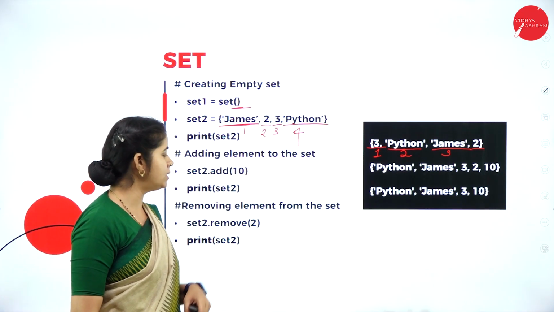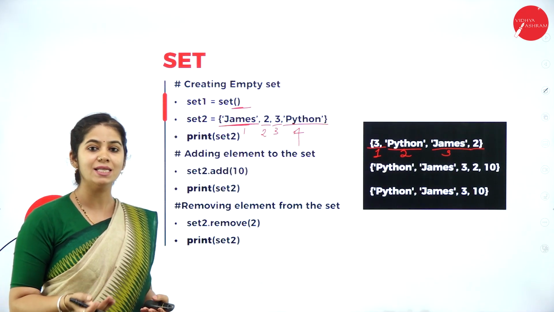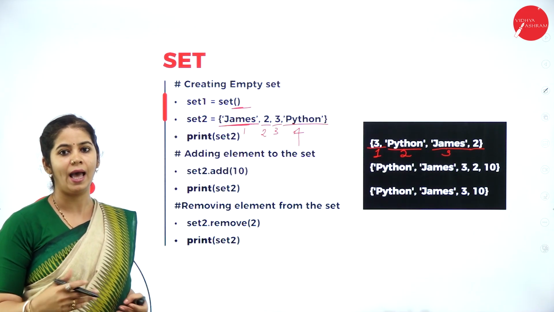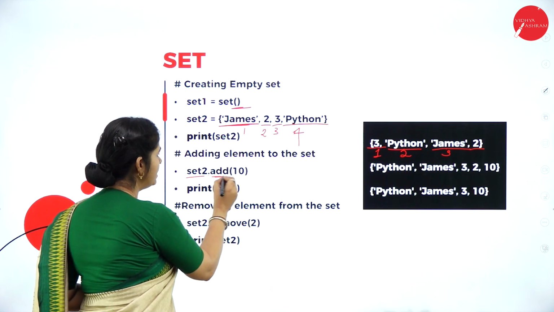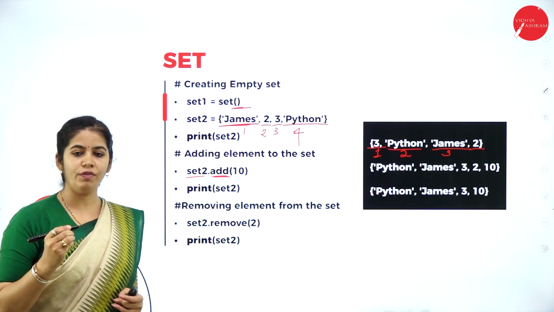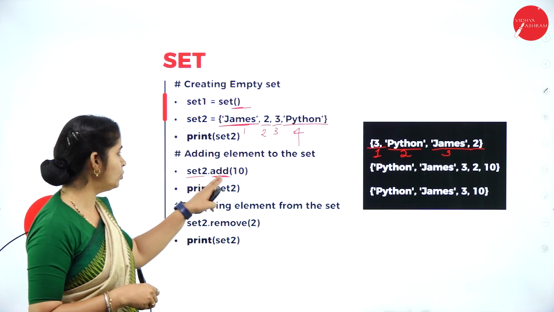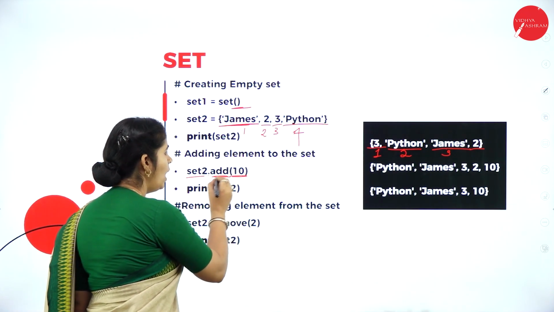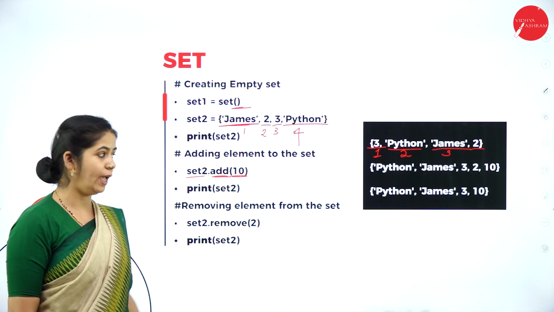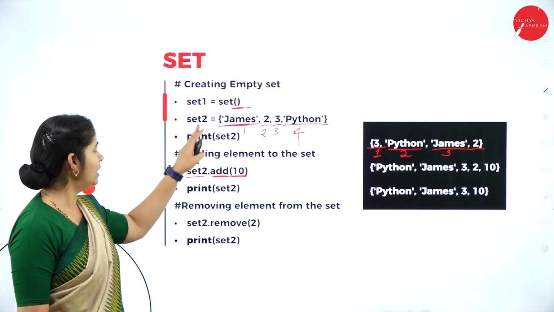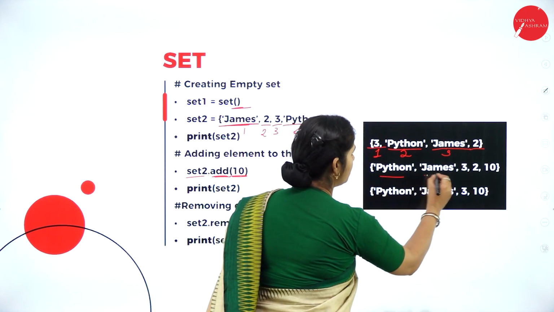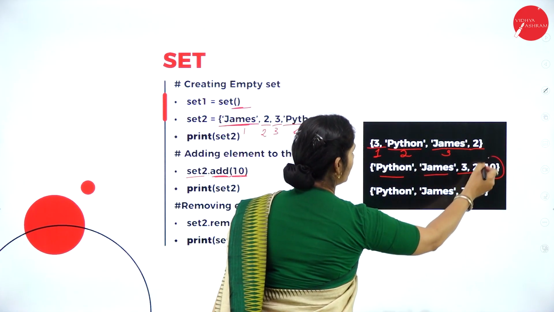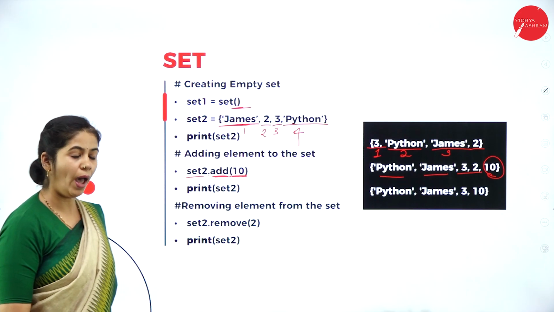Adding an element to the set: you can add an element as it is a mutable data type. You can add the element anywhere. So set2.add, this is a predefined or built-in function to add a value. What am I supposed to add? I'm supposed to add the value 10 into the existing set, that is set2. So it will be displayed in a random way.